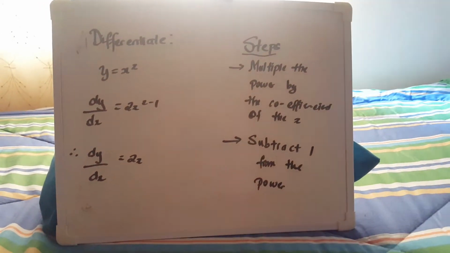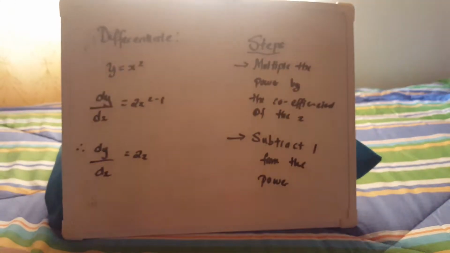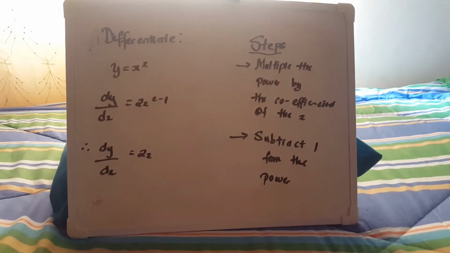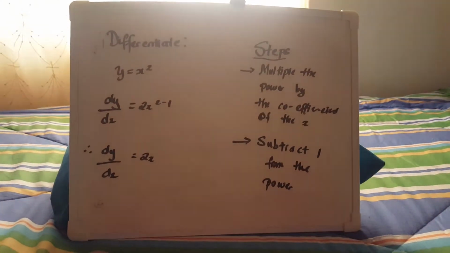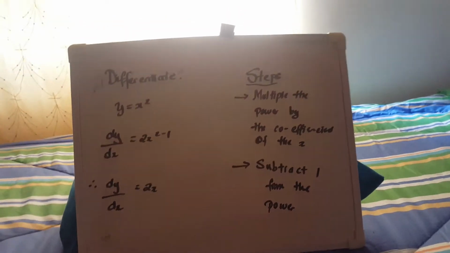Okay, so let's continue. These are the basic steps you need in order to differentiate. The first thing you need to do is multiply the power by the coefficient of the x, and the second step is to subtract 1 from the power.